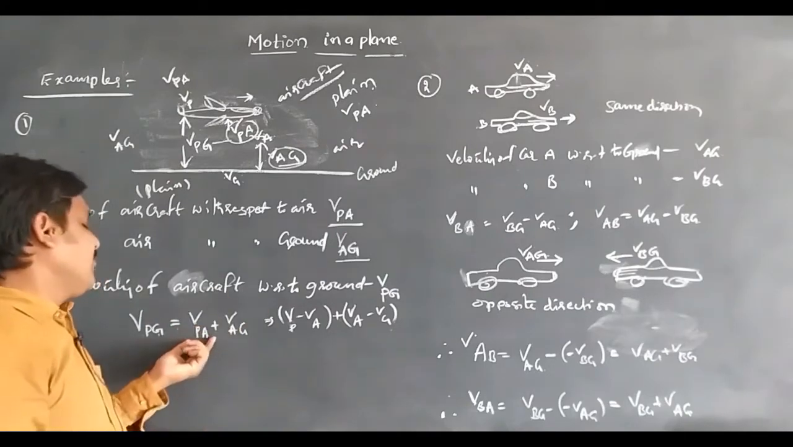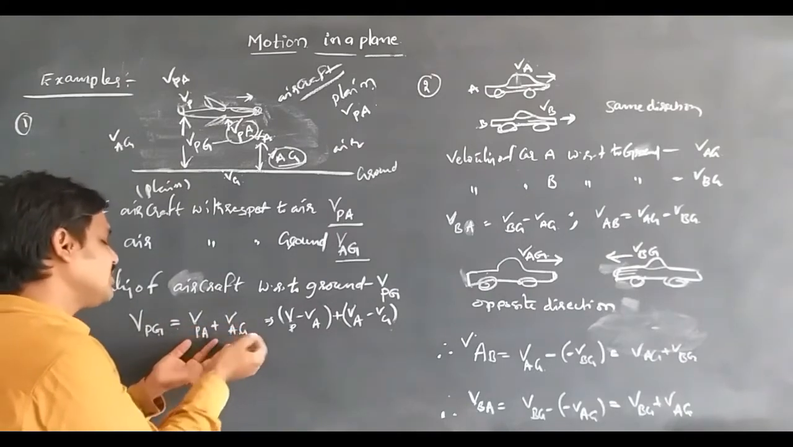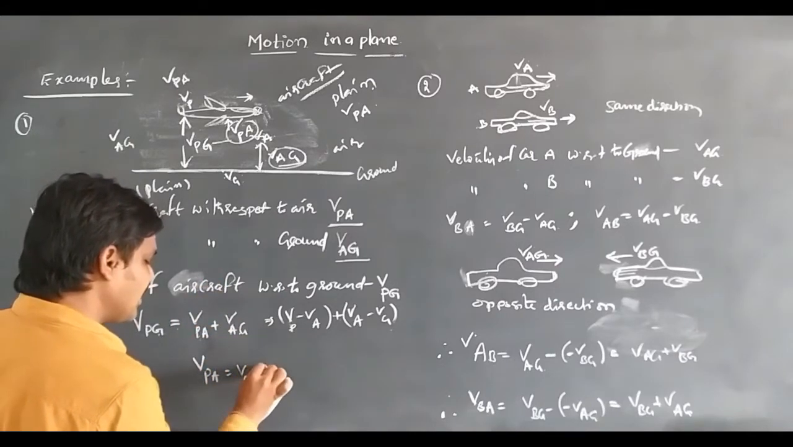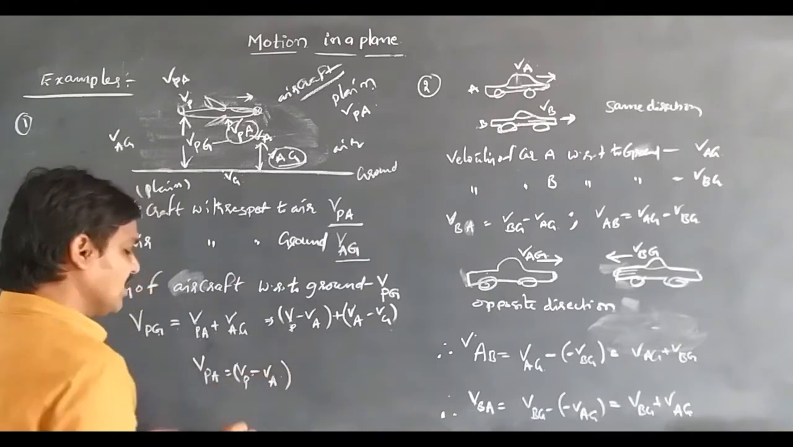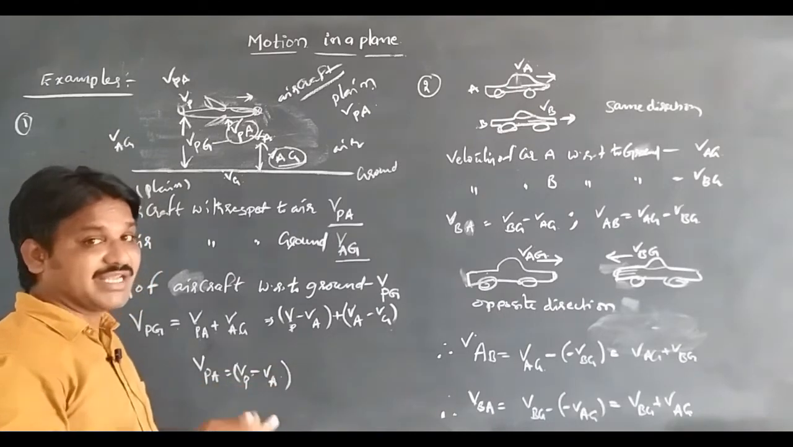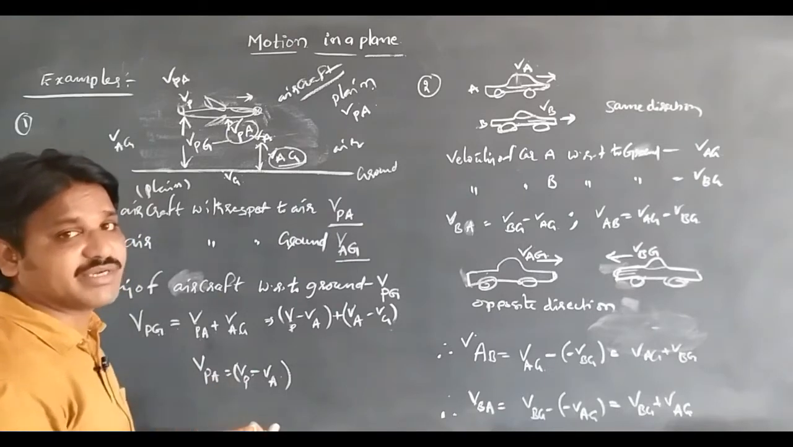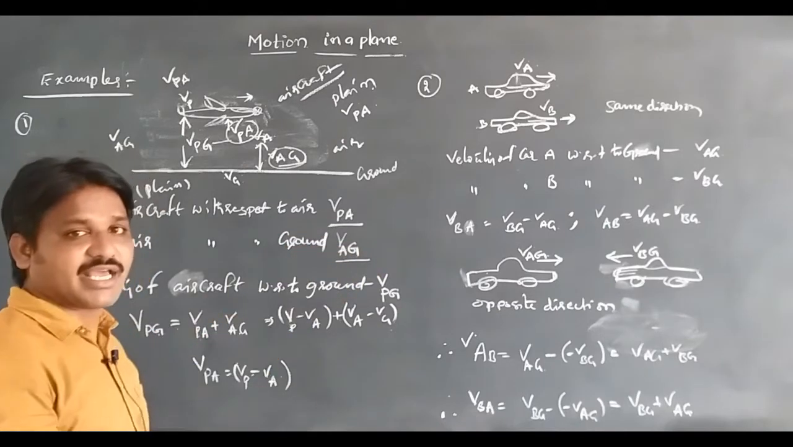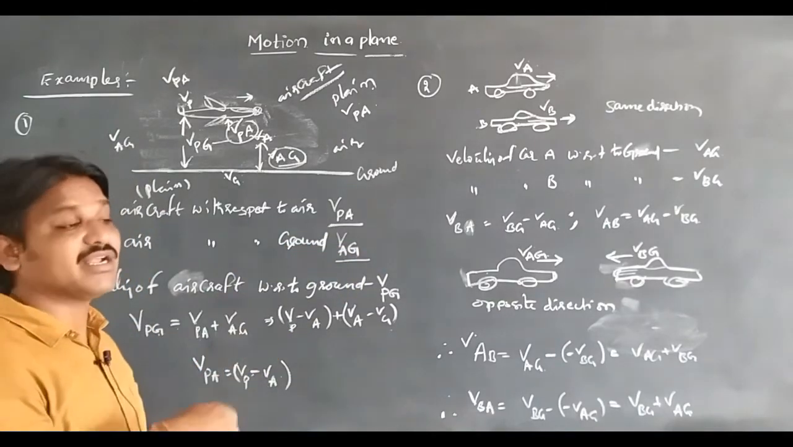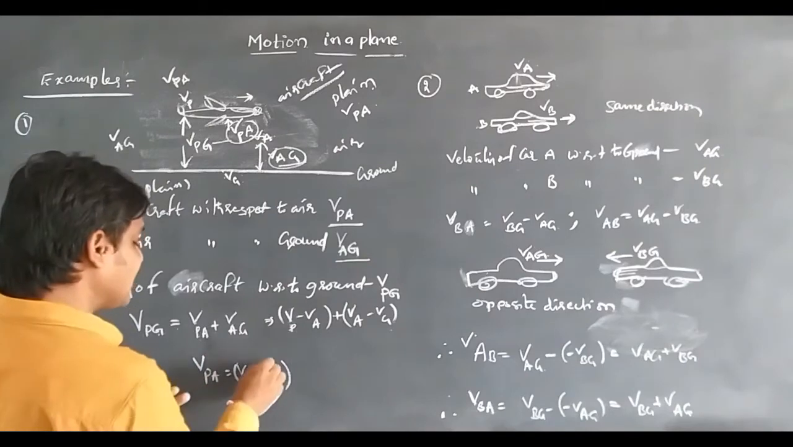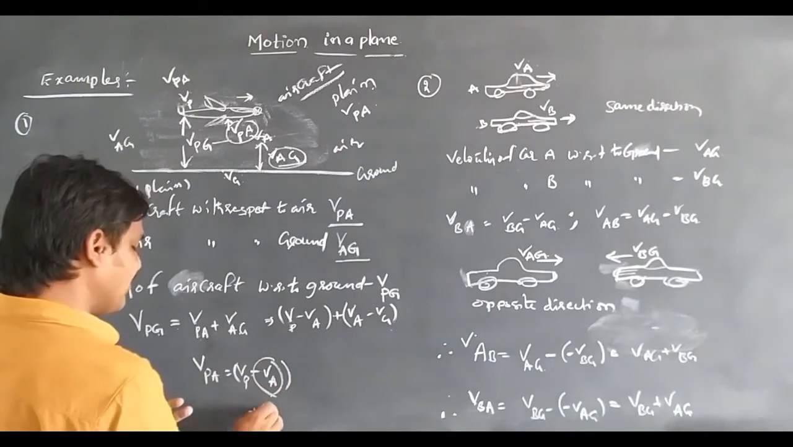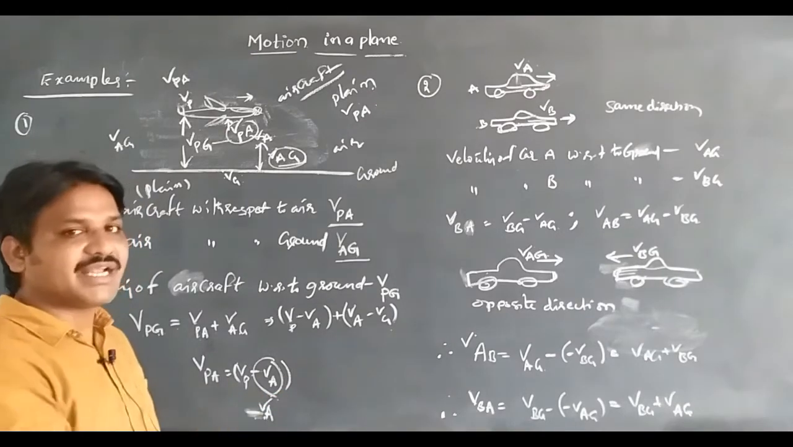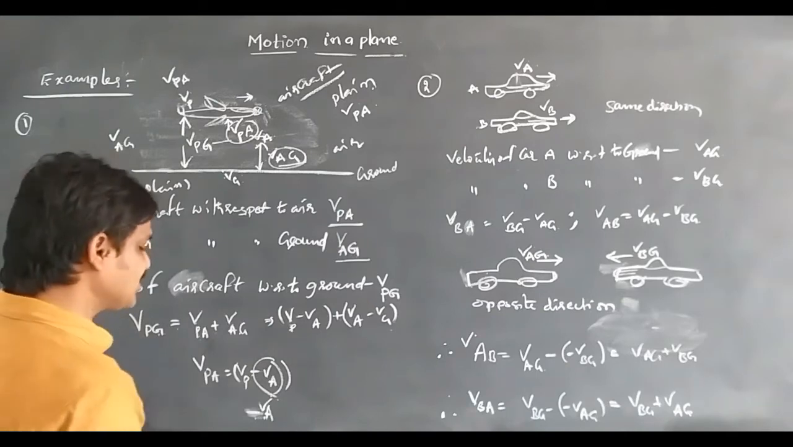Again, if we want to find out the values of this VPA and VAG, we can mention that VPA is equal to, we know, VP minus VA. Depending on the directions, the values can be changed. Either the plane is moving in the opposite direction to the air, or we can take the plane as positive and the air in the opposite direction. So the air can be taken as positive, meaning either plus VA or minus VA. It depends on the directions of motion.